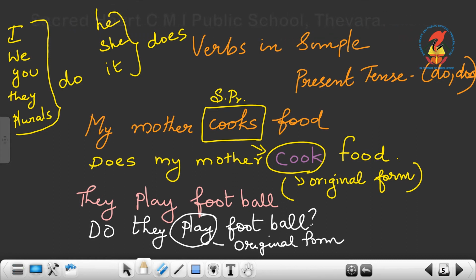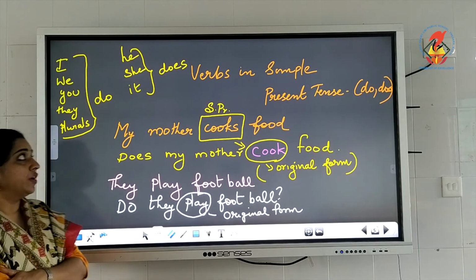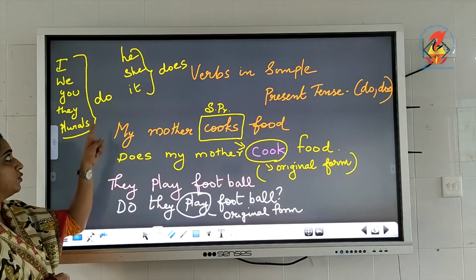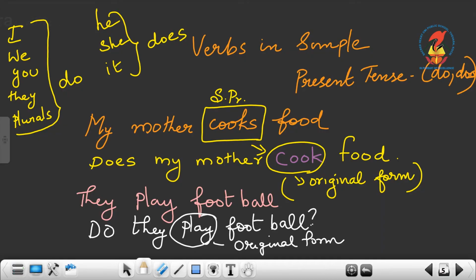Verbs in simple present, do and does. Do and does. What did we study? Do you remember the rules of do and does? For I, we, you, they and all plurals, you have to use do. For he, she, it and all singular, you should use does. This is something that you already learnt. Then, how can you make a question here?